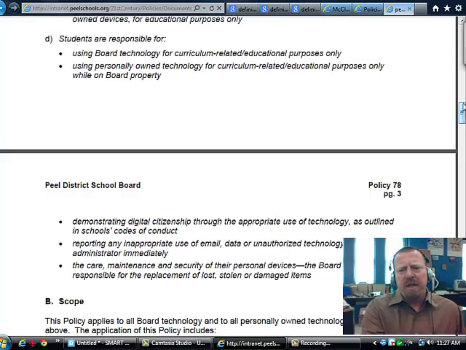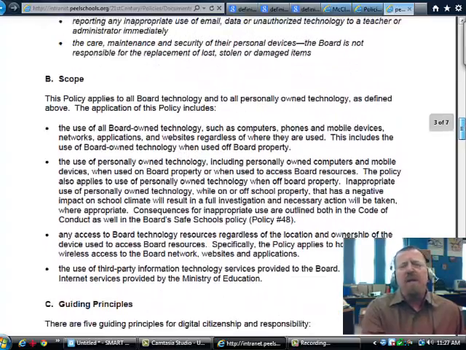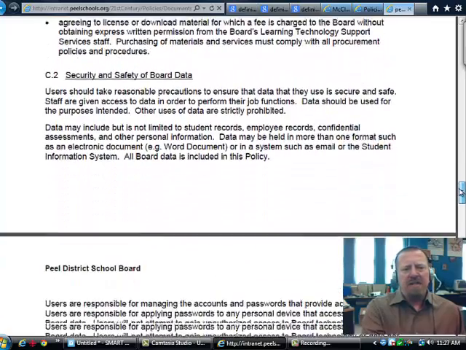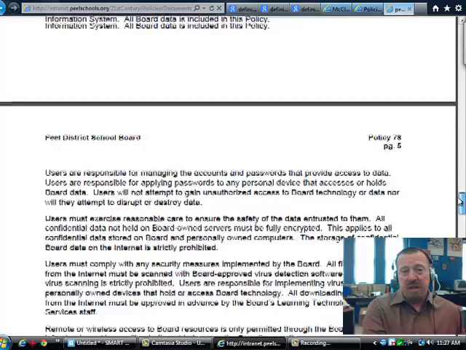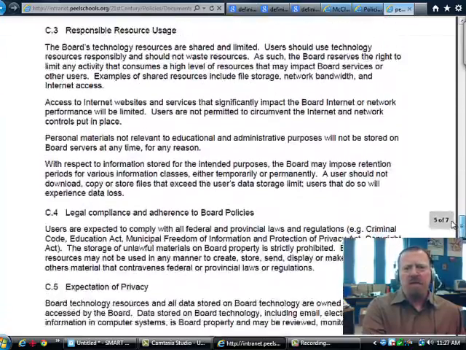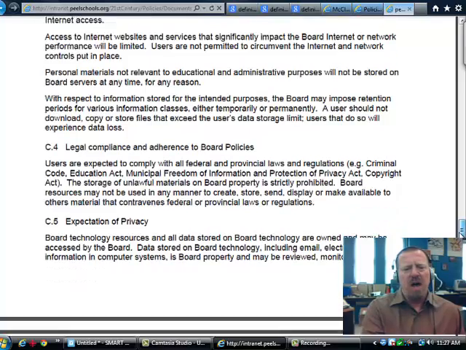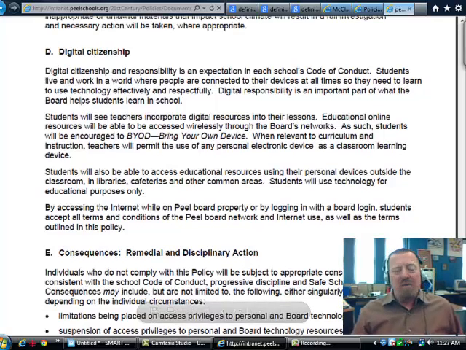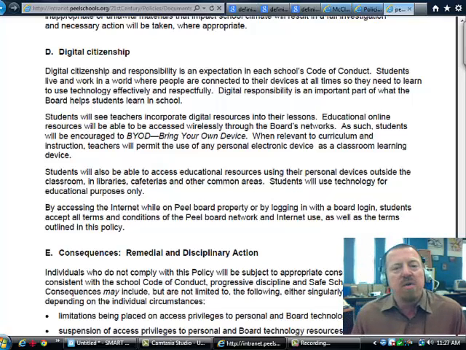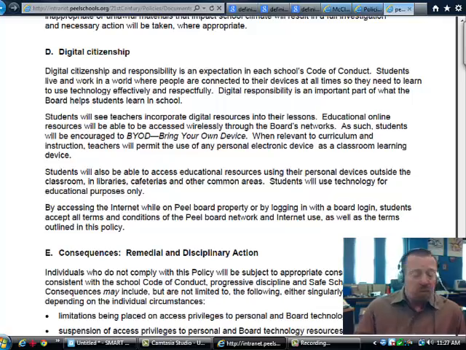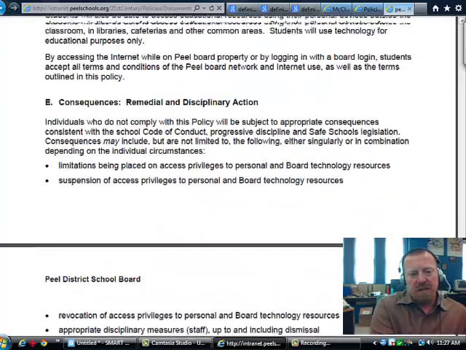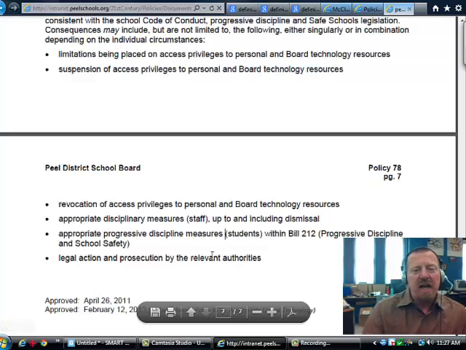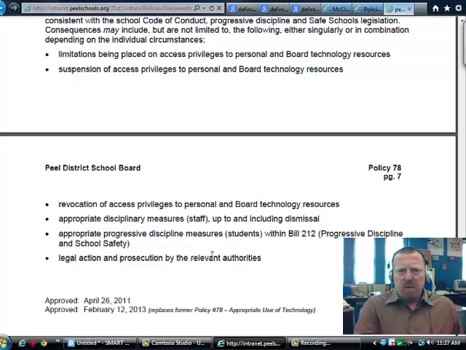That's not all the policy talks about. It also talks about the guiding principles, the scope by which the board's taking a look at this situation, and what intended use means. They discuss the security and safety of board data, including yours as a teacher and an employee here. What constitutes a responsible use of the storage areas that we've got, and also giving a detailed idea of what digital citizenship really means, and unfortunately also the remedial and disciplinary action should there be consequences necessary for someone who breaks the policy. And it's pretty considerate, by the way. They discuss everything from suspensions to progressive discipline measures to legal action. So they really are thinking about what they're doing at the board level.